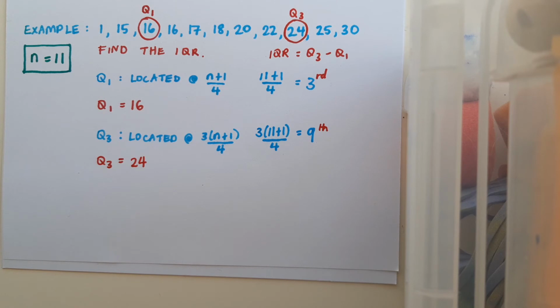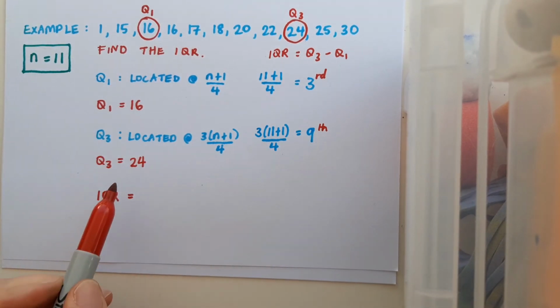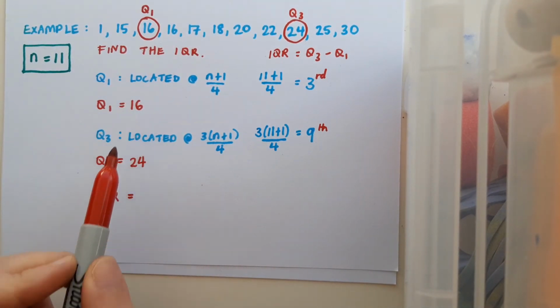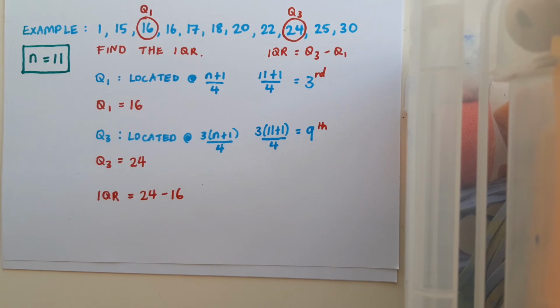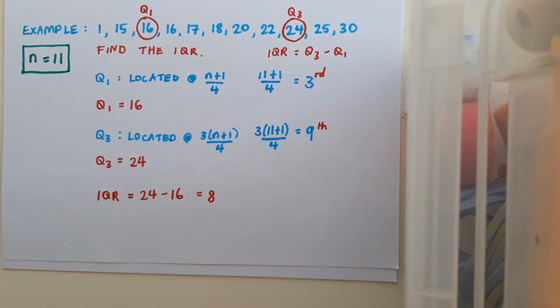So now I have Q1, which is 16, and Q3, which is 24. And I can go ahead now and find the interquartile range. So don't forget, the interquartile range is Q3 minus Q1. Q3 is 24, Q1 is 16. And when I evaluate this, I get a value of 8. So this tells me that the middle 50% of my data spans 8 units.